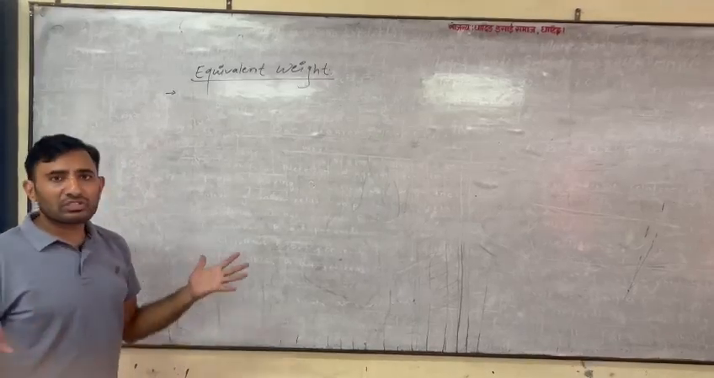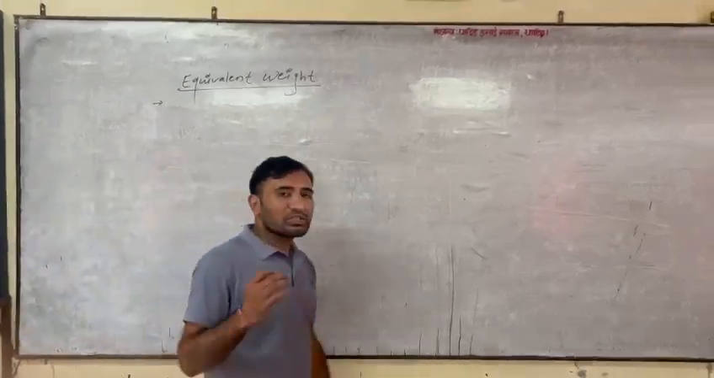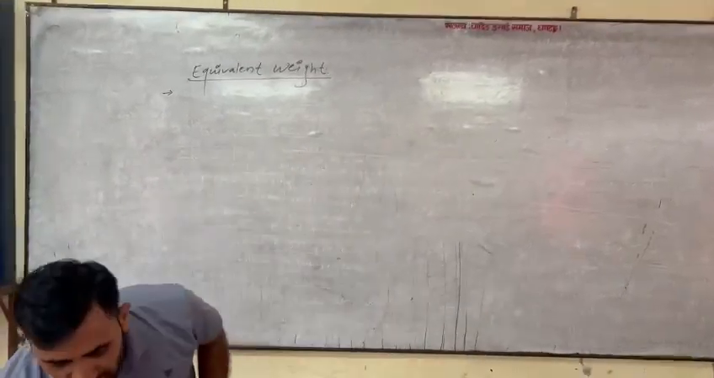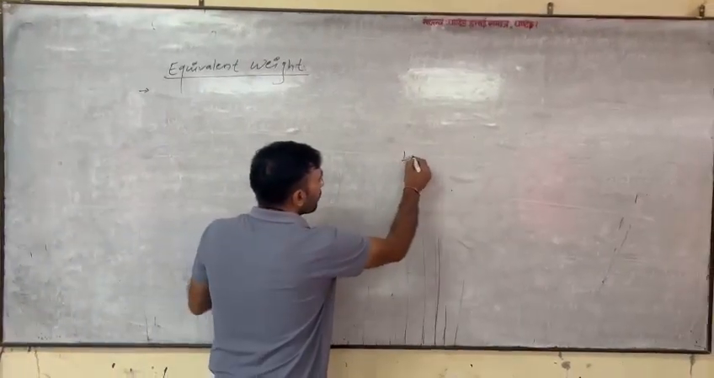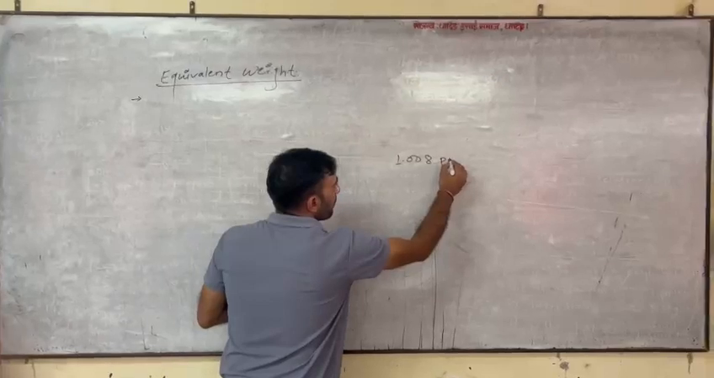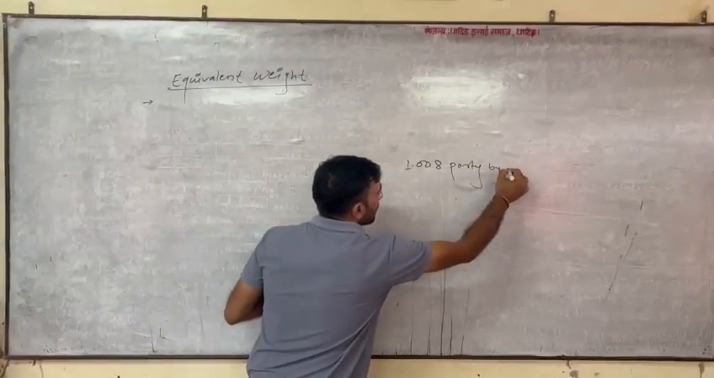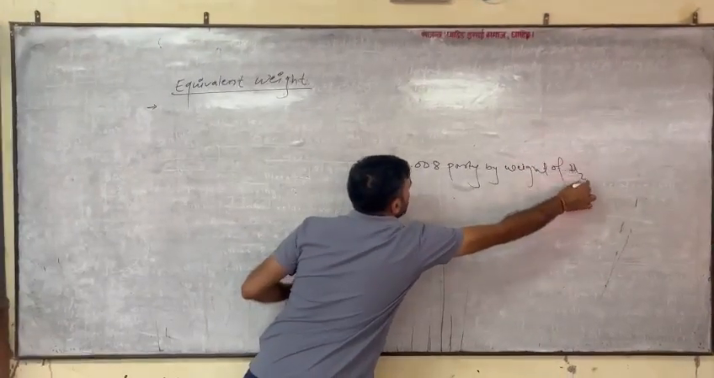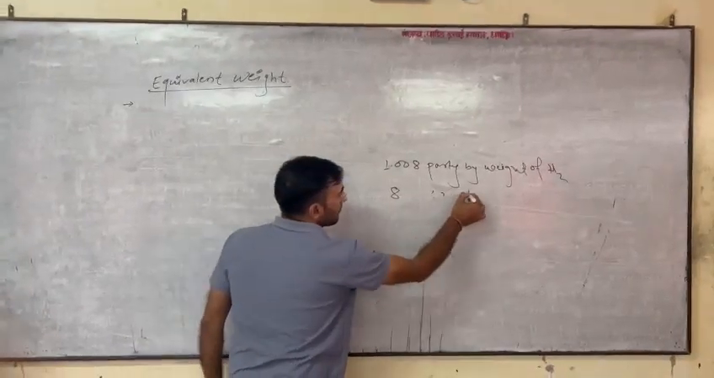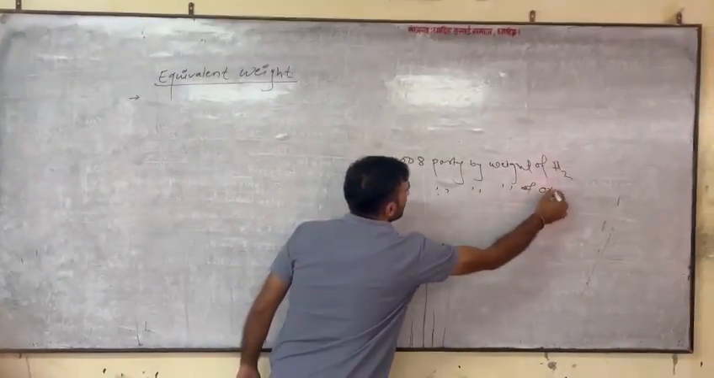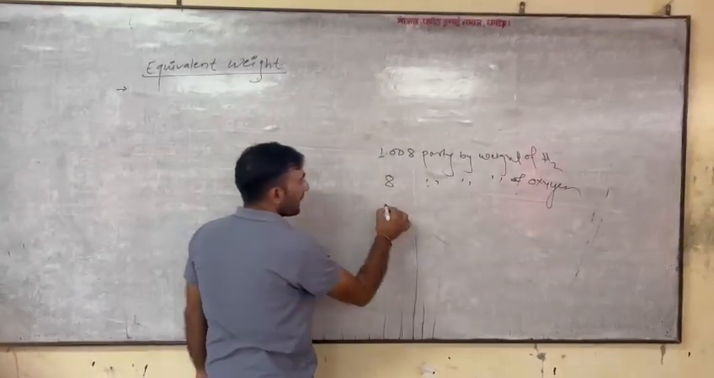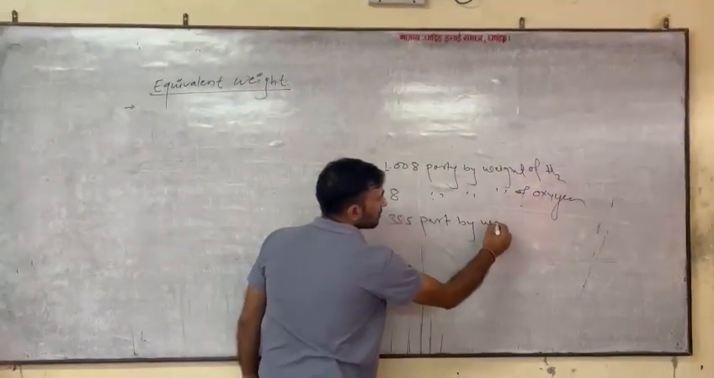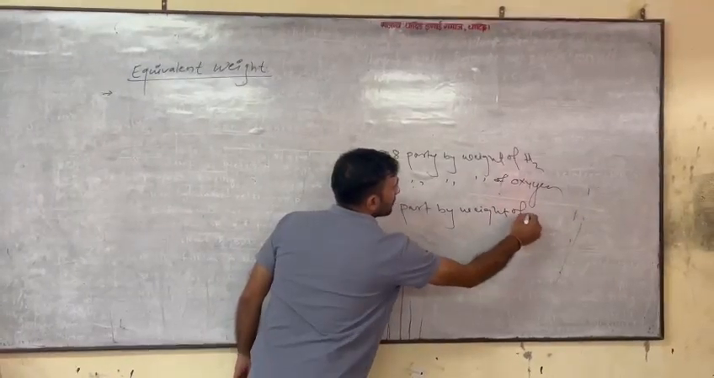Equivalent weight is the number which combines or displaces, directly or indirectly, 1.008 part by weight of hydrogen gas, 8 part by weight of oxygen, and 35.5 part by weight of chlorine.